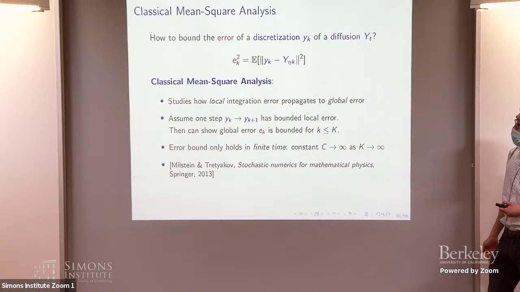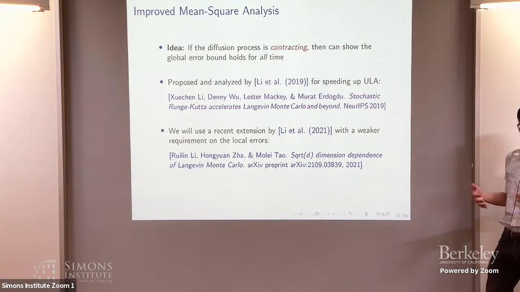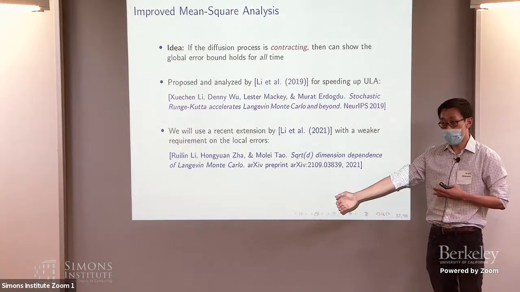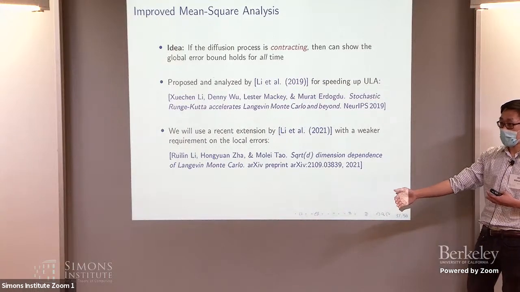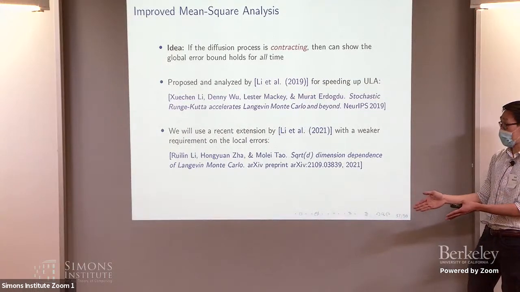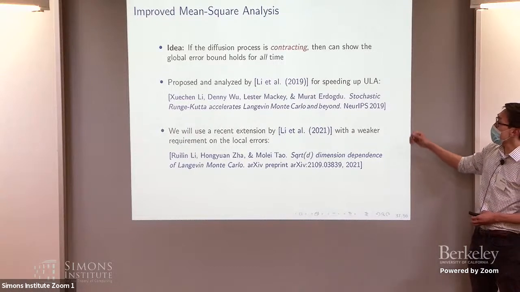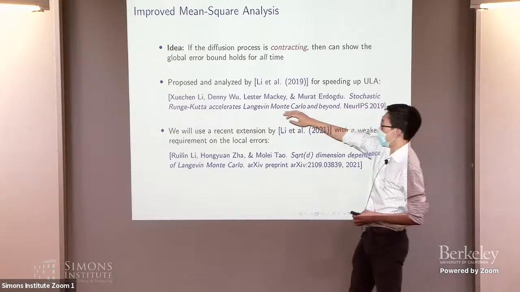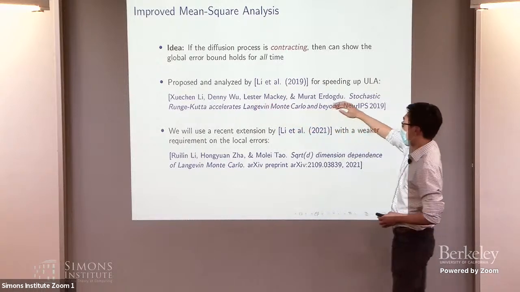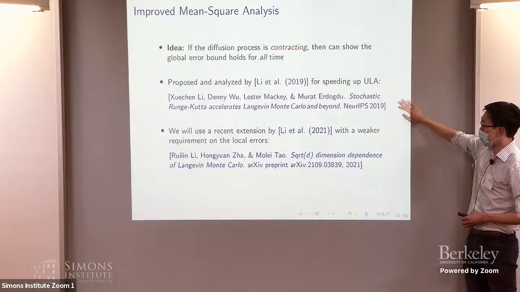But it turns out that if we assume that in continuous time the process is contracting, then we can control the error so that we can conclude the bound for all time. So we get a global bound on the error between the algorithm and the process. This was analyzed and proposed in a paper by Xuechen Li, Denny Wu, Lester Mackey, and Murat Erdogdu at NeurIPS a few years ago.